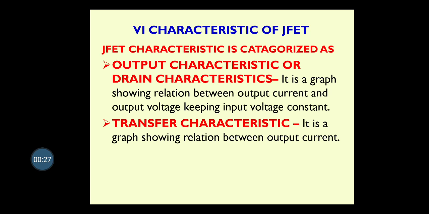So, if you remember in BJT, VI characteristic was categorized as input characteristic and output characteristic. But in JFET, you have output characteristic or drain characteristic and transfer characteristic. So, what is drain characteristic? It is a graph showing relation between output current and output voltage, keeping input voltage constant.